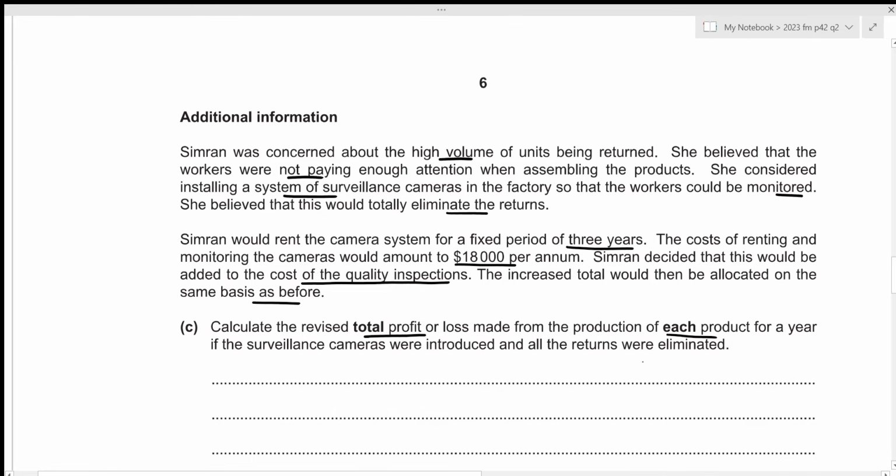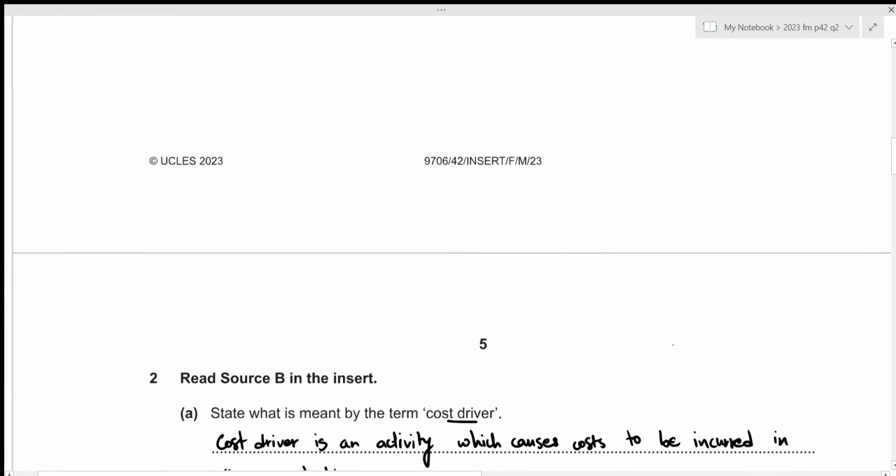Okay, so we need to change two things in the above statement that we prepared for our third part. So firstly, all returns were eliminated. So if returns were eliminated, it means that we would not be having any sort of scrap or any sort of unit returns. Let's have a look above.